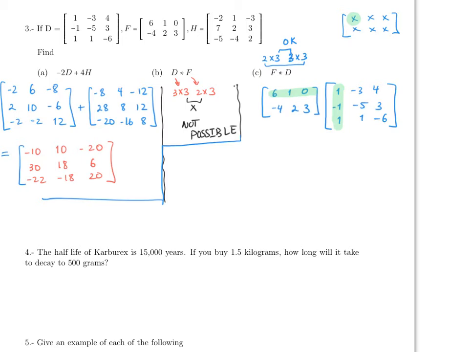And this is what I mean. The first one we multiply, so it's going to be 6 times 1 plus 1 times negative 1 plus 0 times 1. So that will give you the first entry. The second one is going to be now this one times this one. So now this will be 6 times negative 3 plus 1 times negative 5 plus 0.